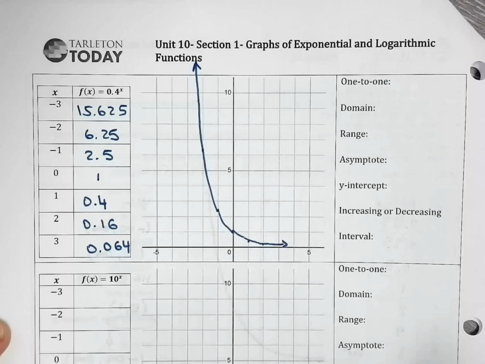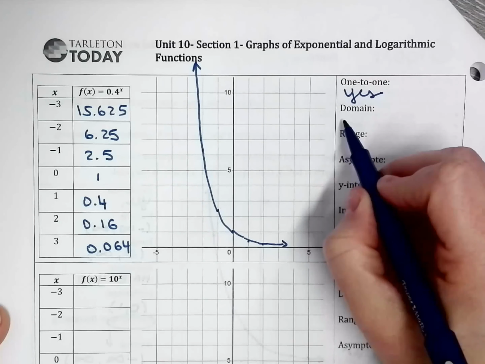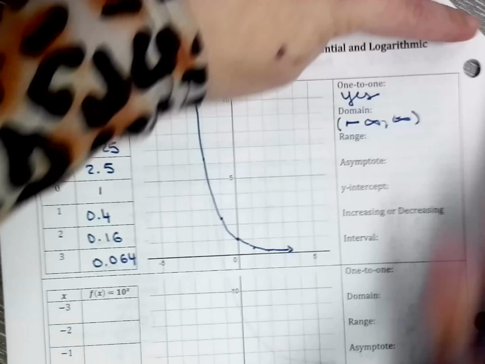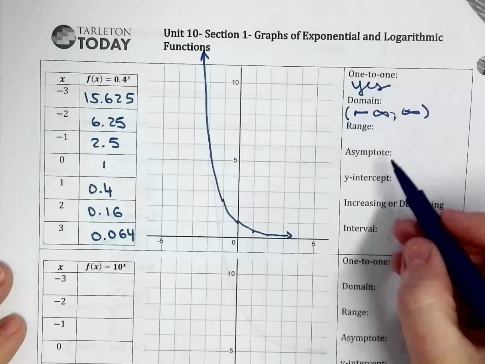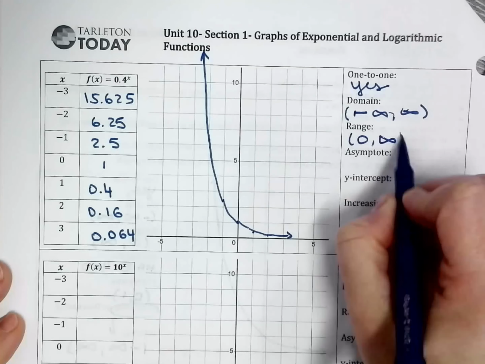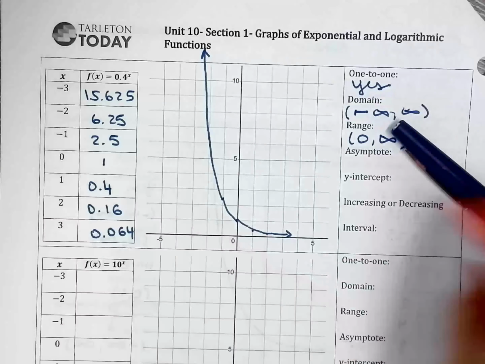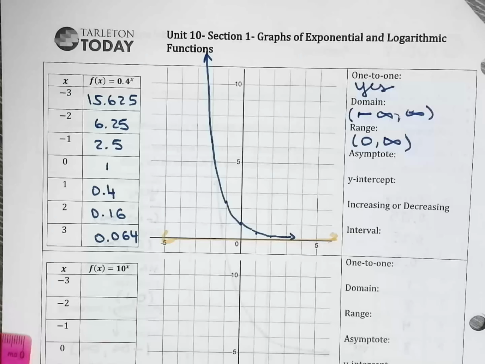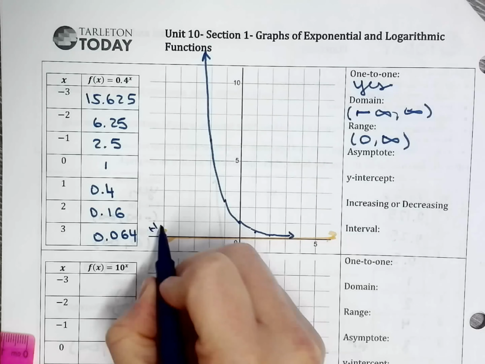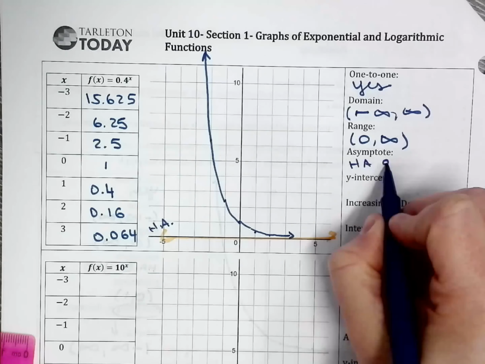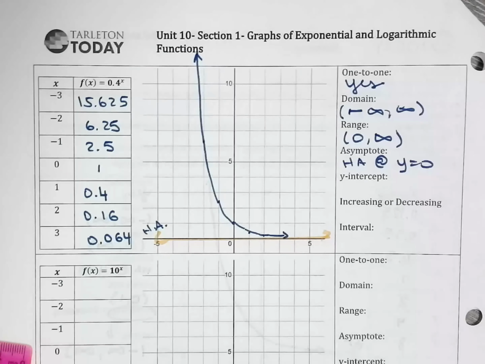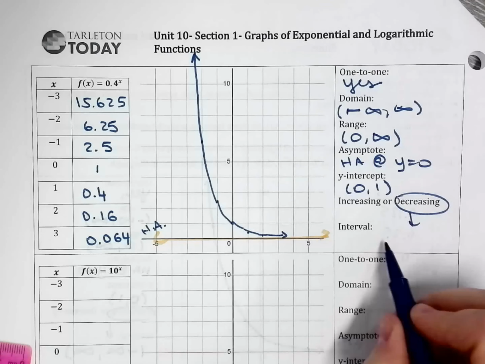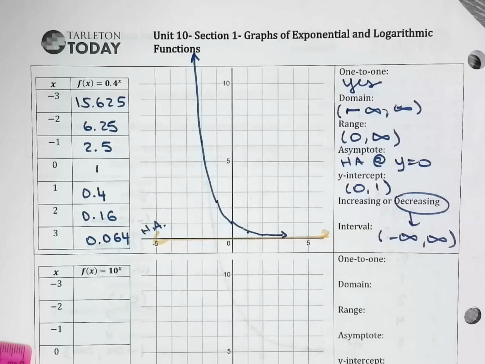Okay, 1 to 1, yes, because it's the same type of function we're dealing with. Domain is everything from negative infinity to positive infinity. Range, everything from 0 to positive infinity. Asymptote, like it's approaching 0 right there. This is the horizontal asymptote right at y equals 0. So y-intercept at 0, 1, and it's decreasing right there from negative infinity to positive infinity.